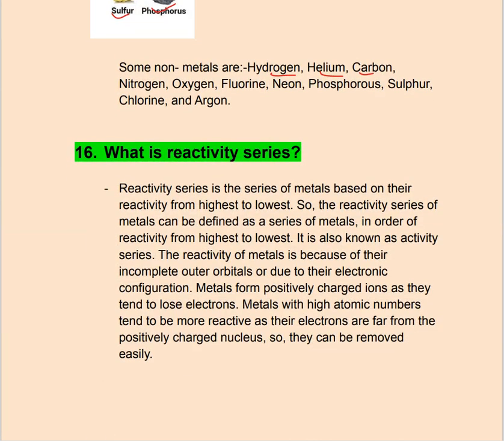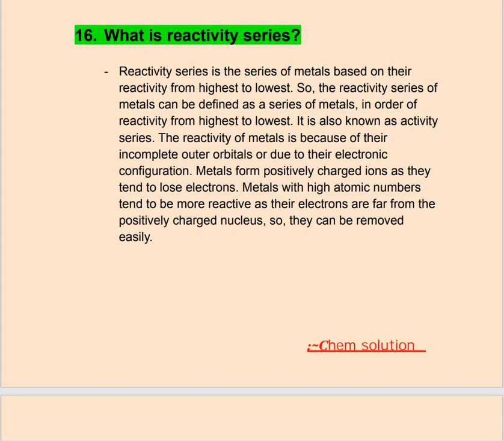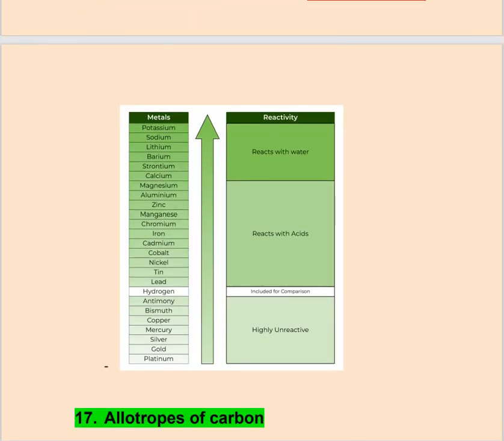Okay, next, coming to the reactivity series, in which the highly reactive metal is placed on the top and the least reactive metal at the bottom of the series. For example, you can see here potassium is the highest reactive metal. As we go down, the reactivity decreases and platinum is the least reactive metal. So highly reactive metals react with water, the middle of the row reacts with acids, and those below, which are less reactive, are highly unreactive.